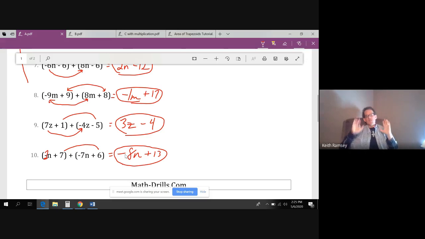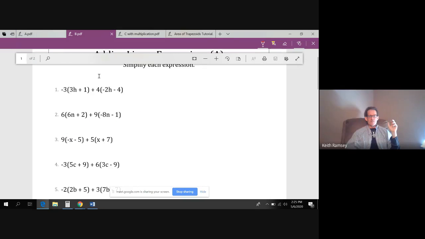Okay, now some of these have the distributive formula, and after you multiply from the outside inside, you're still doing what we just did in this assignment. You're still looking for like terms. Remember, a like term has to have the same variable and the same exponent. A variable is any symbol that stands for a number. So in these, n is a variable, or z is a variable, or m is a variable. It's just a fancy word for something that represents a number, okay?